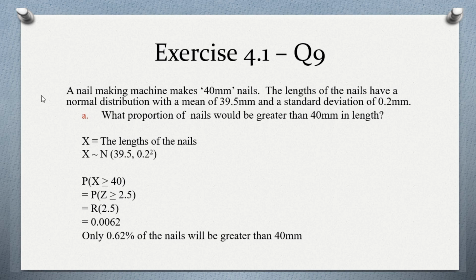Okay? Now, a nail making machine makes 40 mm nails. The length of the nails have a normal distribution with a mean of 39.5, standard deviation 0.2. What proportion of nails would be greater than 40 mm in length? Greater, can you see that? More equals to 40. You find Z-score, shouldn't be a problem. And you change it into proportion, you will get 0.62%, which is greater than 40 mm.